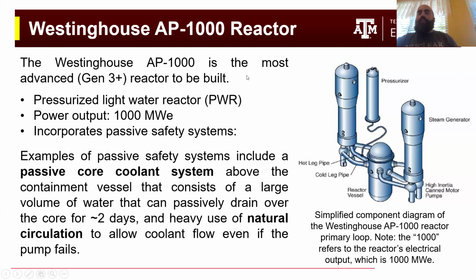So in terms of the Gen 3 Plus reactors, the Westinghouse AP1000 is the most advanced Generation 3 Plus reactor that's ever been built. It's a pressurized water reactor. As the name suggests, it has a power output of 1,000 megawatts electric, and it has a lot of safety systems. So it has that passive core coolant system that I was talking about before, that allows it to passively keep the core cool for multiple days. They also use a lot of natural circulation in their design, which allows flow to be maintained through the reactor vessel, even if you have a pump failure or a loss of power that would prevent the pump from operating.